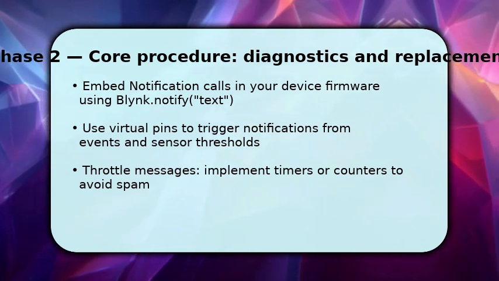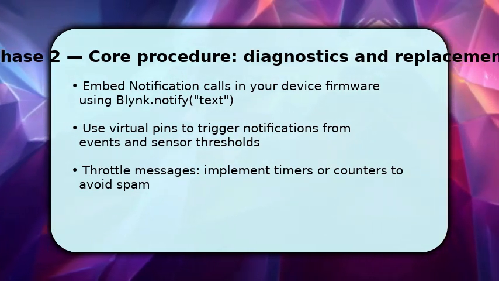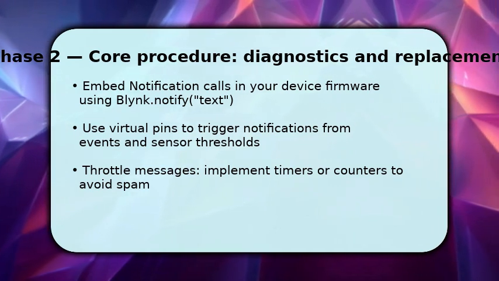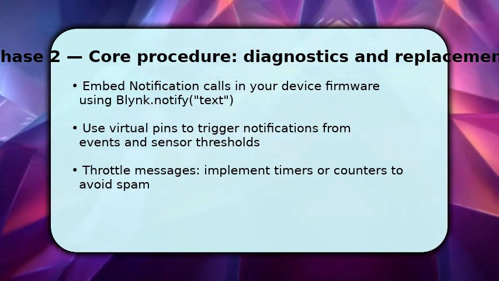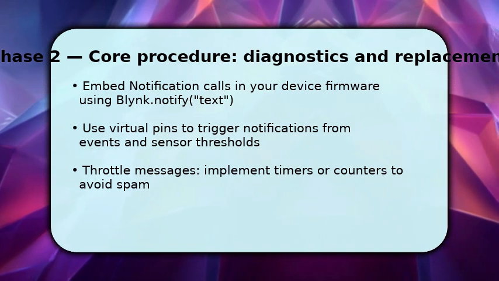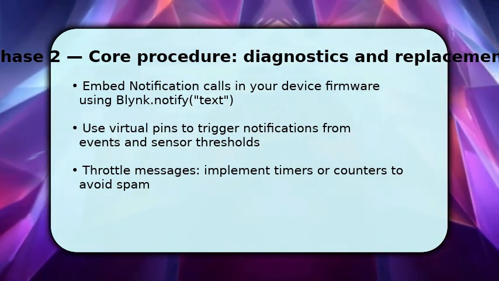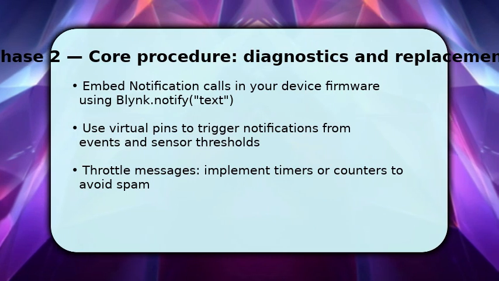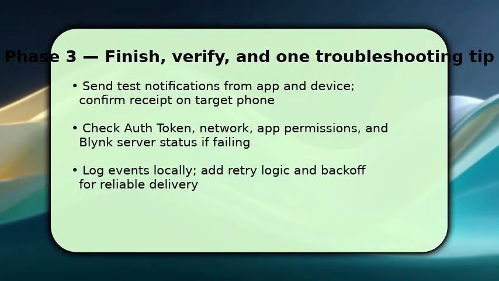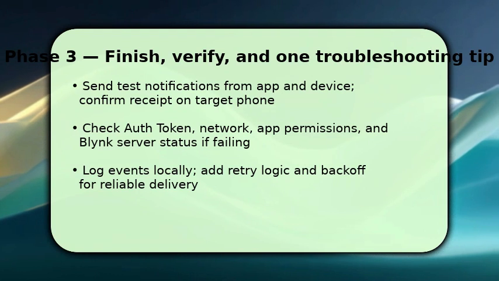Also, add simple rate limiting, for example, 1 notification per minute, because excessive pushes flood the user and may be dropped. Finally, test with simulated events so you can refine timing and text. Finish by testing end-to-end, trigger a notification from the device and from the app, and confirm the phone receives them.